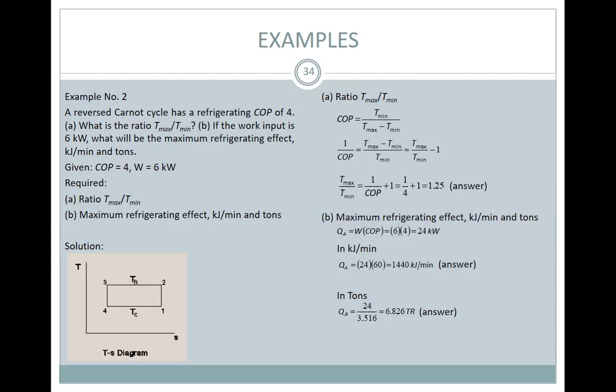Letter B, maximum refrigerating effect in kilojoules per minute. So QA is equal to W times COP, which is 6 times 4, or 24 kilowatts. Now, in kilojoules per minute, the conversion factor is 60. So 24 times 60 is 1,440 kilojoules per minute. So this is now your answer. And in tons, QA is equal to 24 over 3.516, where 3.516 is the conversion factor, 3.516 kilowatts per ton, which is equal to 6.828 tons of refrigeration, TR.